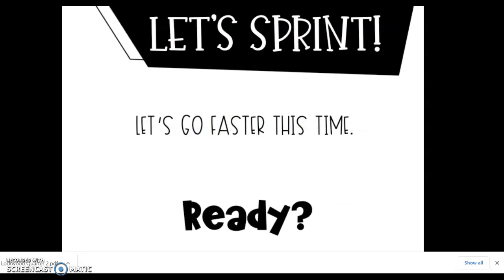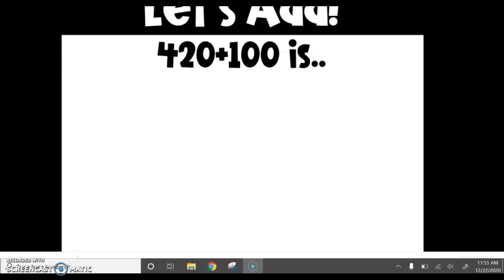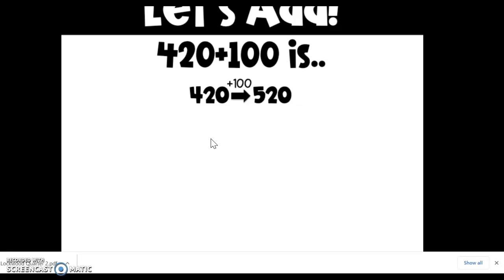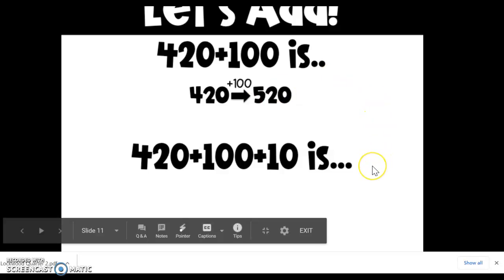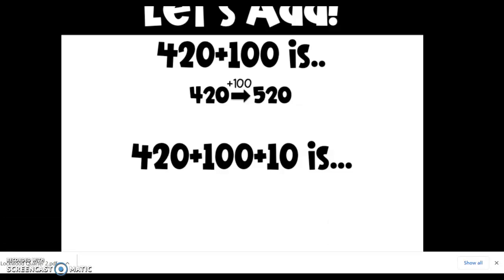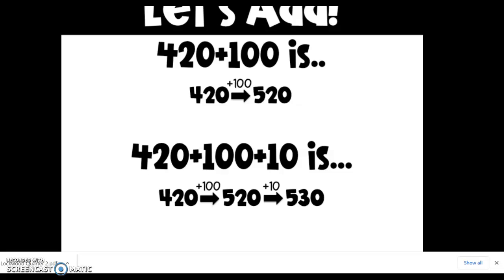All right, I'm going to pause. Let's add 420 plus 100. It's 520. Remember, this is the arrow way, so they're putting the 100 right on the arrow. So 420 plus 100 plus 10 is 530.